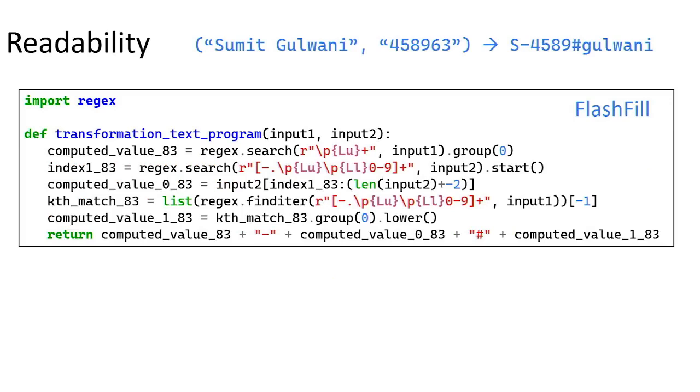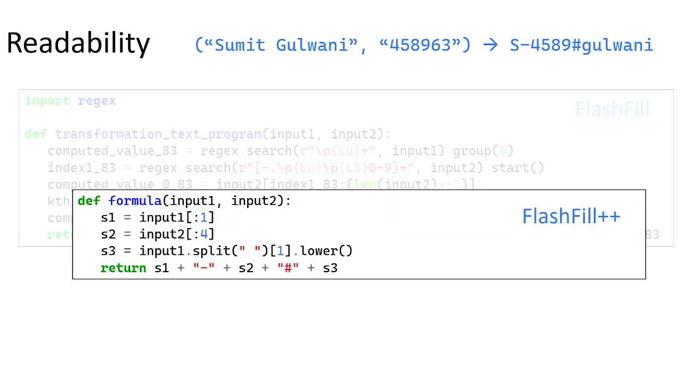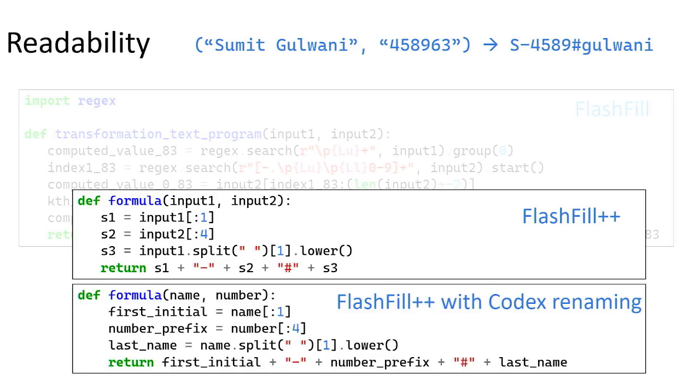So this was a program produced by FlashFill. Now this is the equivalent program produced by FlashFill++. This task is doing something like: take the first initial, take the last name, do some business with the numbers here. This is way easier to understand. However, we can go one step further. We can take the FlashFill++ program and use Codex to rename all the variables.